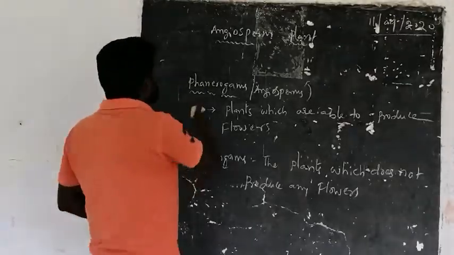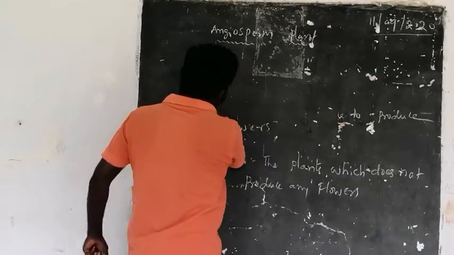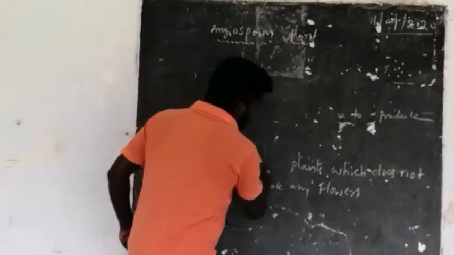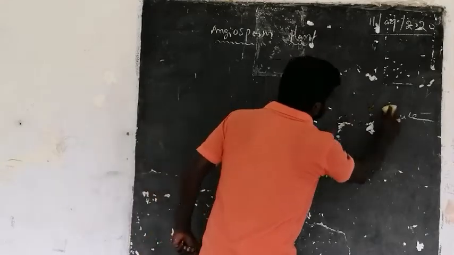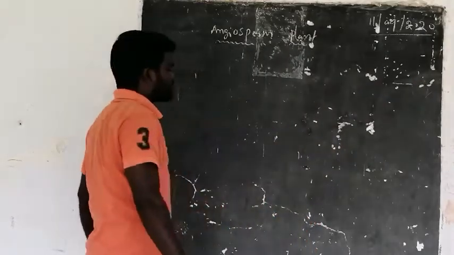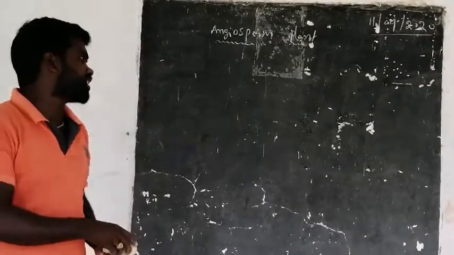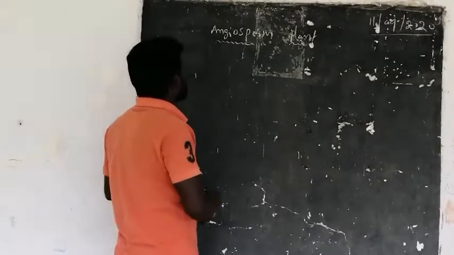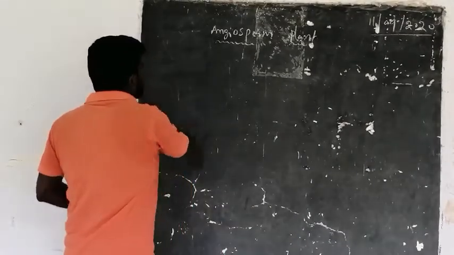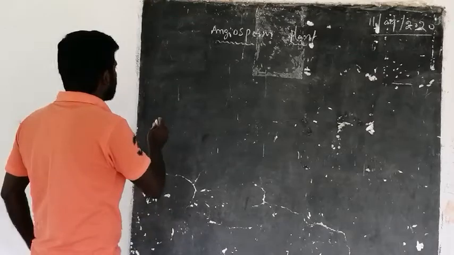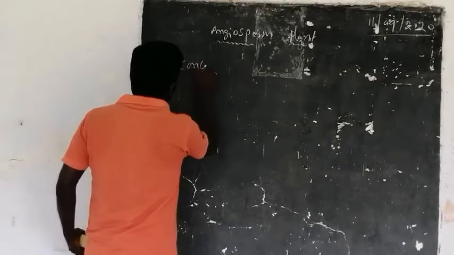Now let us move on to the concept of pollination. In angiosperms, there is one more thing that occurs, called pollination. Let us see briefly about the concept of pollination.